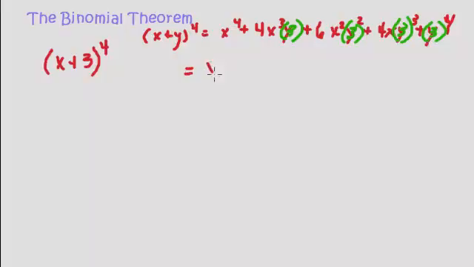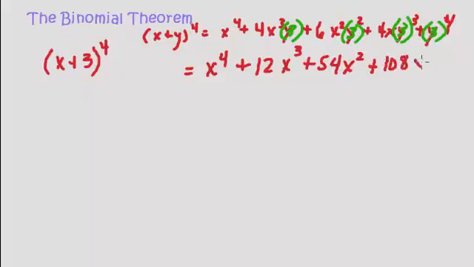It's going to be x to the 4th plus, and let's see, that's a 3 there, so I've got 12x cubed plus, that's going to be 3 squared, so I have to do 6 times 9, which is 54. Plus, and this is going to be 3 cubed. 3 cubed is 27. So that would be 108. And then just y to the fourth. Oh, I need to do that 3 to the fourth. 3 to the fourth would be 81.